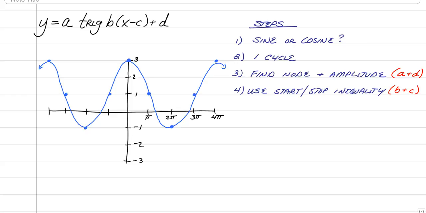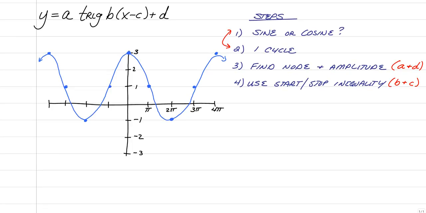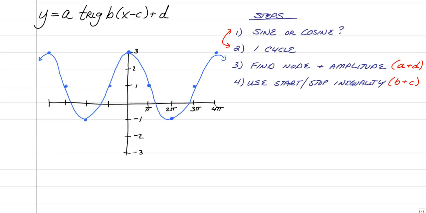Now you can reverse those steps. You can say, all right, I'm going to box this cycle, this is the one I'm going to use. Then you can determine if you're going to use sine or cosine. So really, these two steps are interchangeable based on what you want to do. Now, just to show you that you could choose sine or cosine, I'm going to do it with both, and then just teach you how to adjust it. Once you've decided on that, you should find the node and the amplitude. That's going to give you your A and D values. And then you should create your start and stop inequality and solve. That will give you your B and C value. So let's just do this together right now.